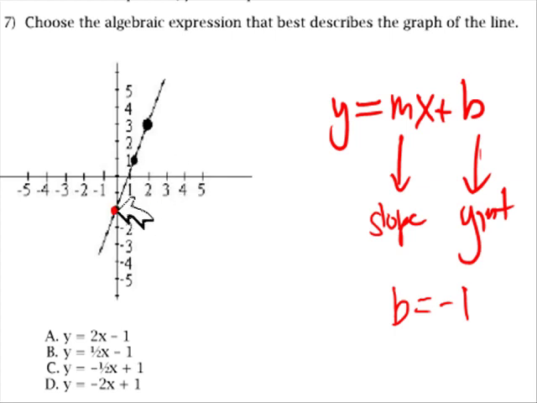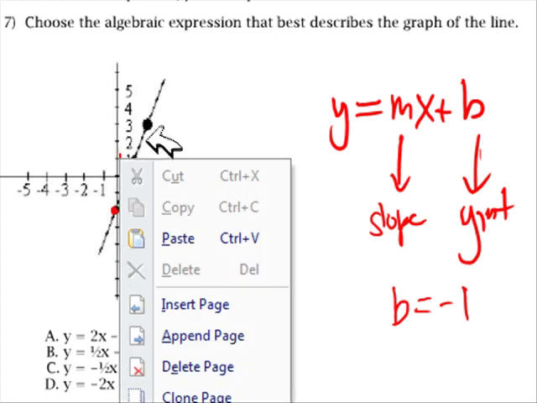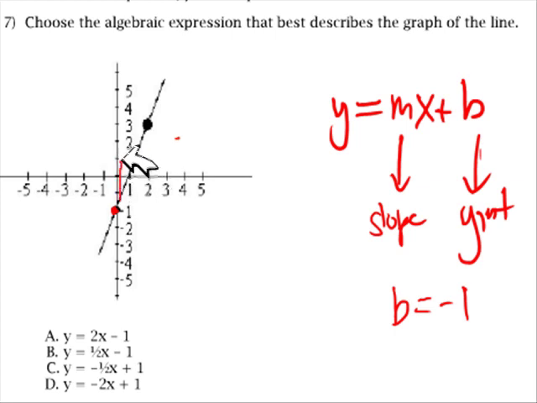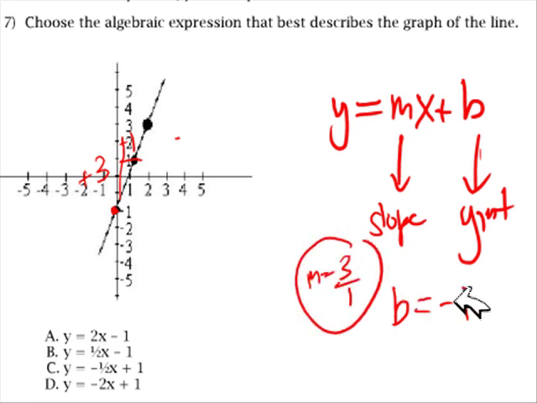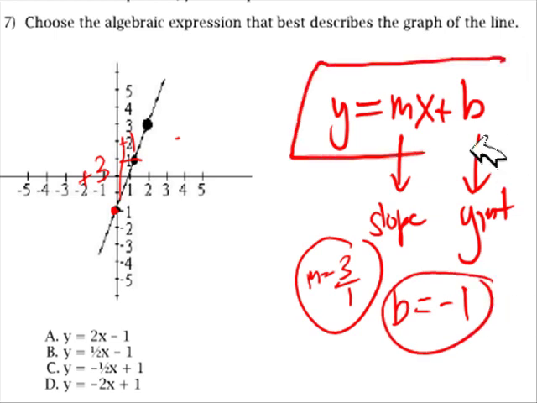So to get to this next point here, I would have to go up 2, up 1, 2, 3, and I'd have to go over 1. So I'd go up 3 and over 1. So this would have a slope of 3 over 1. So if I know my slope is 3 over 1 and my y-intercept is -1, I can throw them into my equation right here and I can find the equation of the line just from looking at that picture.